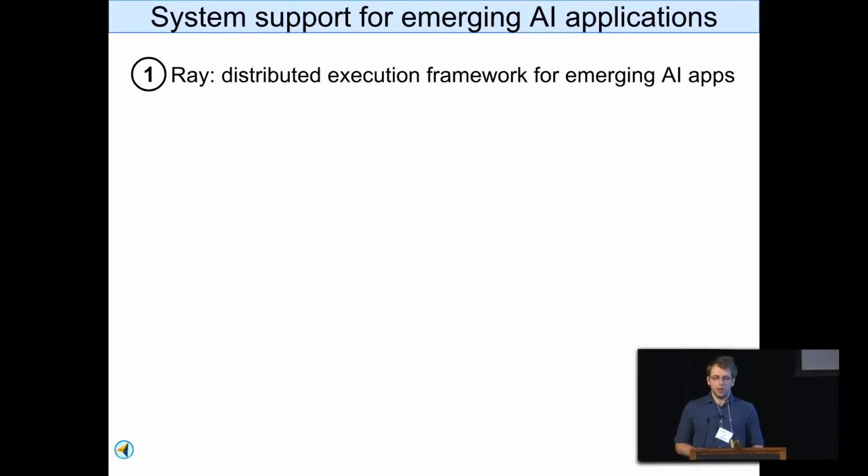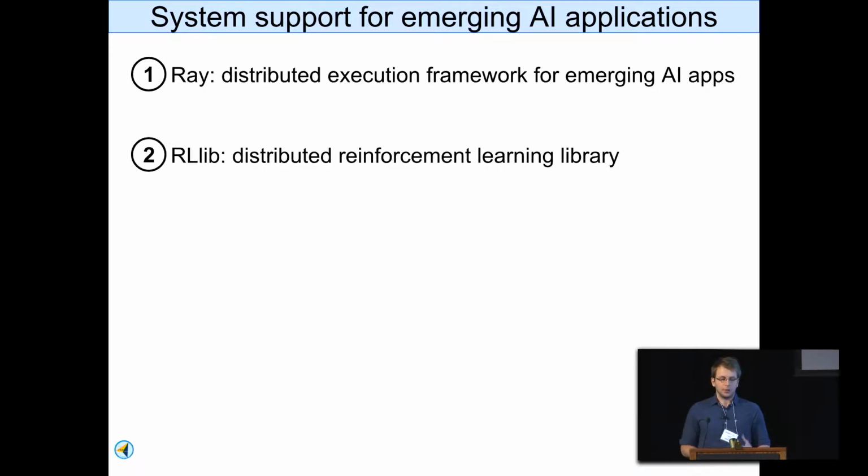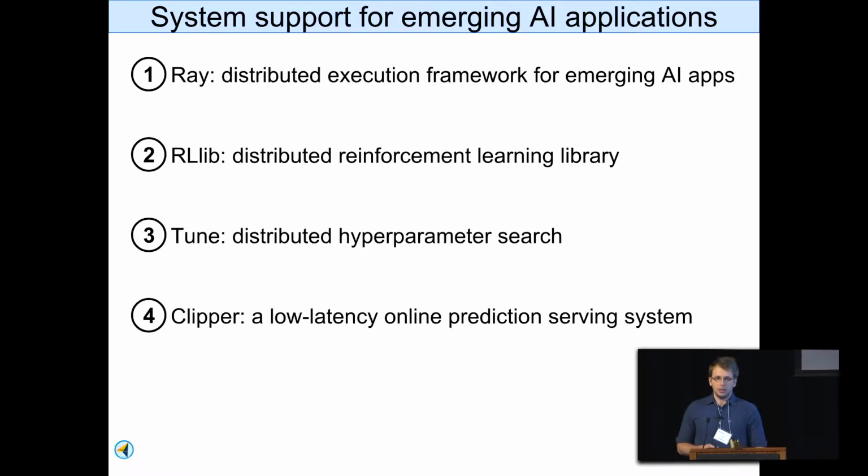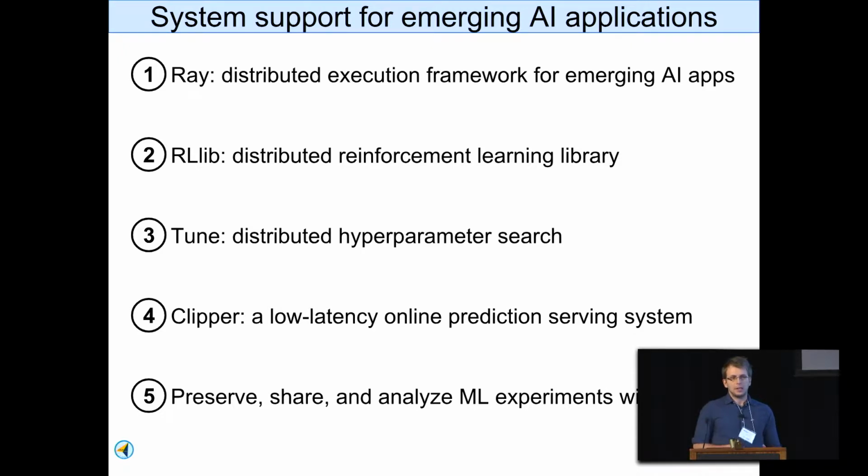Today, you're going to learn about Ray, which is a distributed framework for emerging AI applications. After a short break, you're going to hear about RLlib, a library for building and running distributed reinforcement learning algorithms. Next, we'll have a lunch break followed by two tutorials. The first one will be about Tune, which is a framework for distributed hyperparameter search. The second tutorial will be about Clipper, which is a low-latency prediction serving system. And finally, we'll have a last break followed by a session in which you're going to learn about Flor, which is a system for managing the workflow development phase of the machine learning lifecycle.